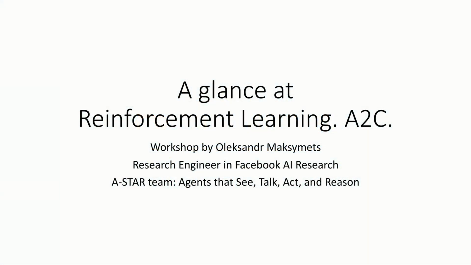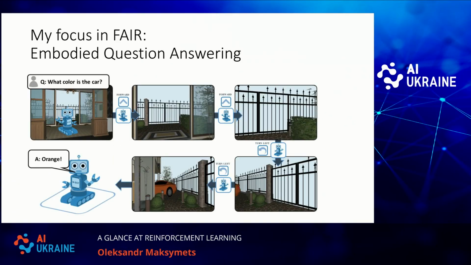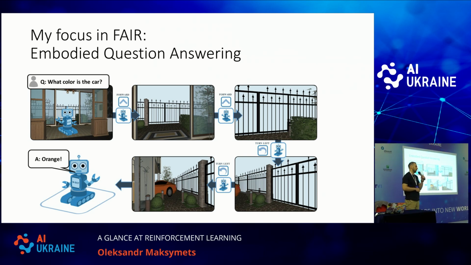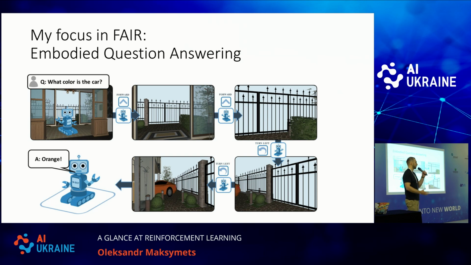I work in a group called A*STAR, and we are working on agents that act, see, talk, and reason. In more detail, the recent project I'm working on is embodied question answering. It's a long-term task where we want to teach models to answer questions by navigating through an environment, like your house, and answer a particular question, like where is the TV remote, or what color is the car.